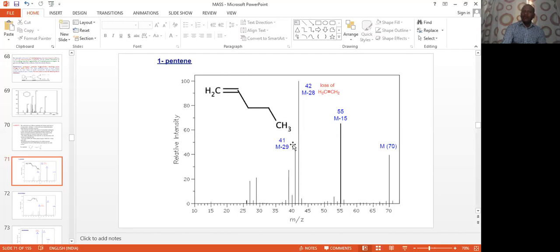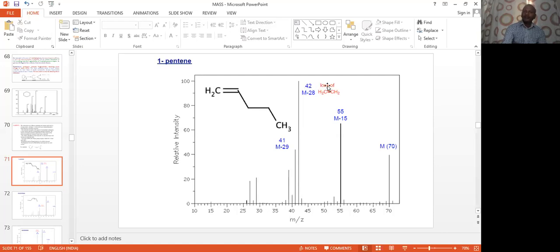And that's why you have the M minus 29, the mass of CH3-CH2 is 29, so that will be removed. Whereas here, one hydrogen from the gamma carbon atom will be transferred. Then the CH2=CH2 as a neutral molecule will be removed. The mass of this CH2=CH2, the m/z value, is 29. So that's why you have the McLafferty fragment.